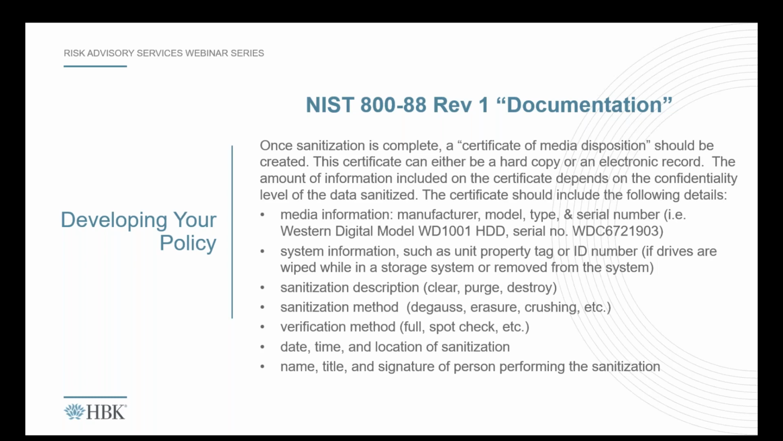The amount of information varies, but the certificate should include the following: the media information. This is just the manufacturer, model type, so on and so forth of your drive. Then there's the system information, and this is information such as asset tags or ID numbers that are maybe internal to your organization. And then if the drives are wiped in a storage system, such as a hard drive in a desktop or a laptop, you would also want to know the system information, the ID from where the drive was wiped.